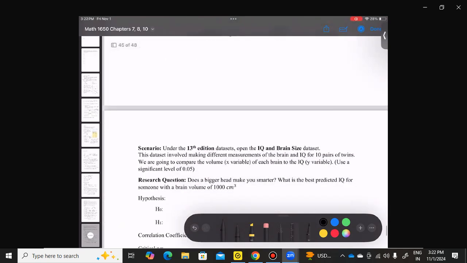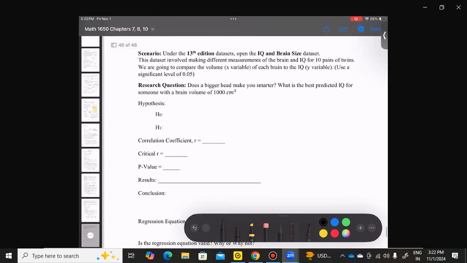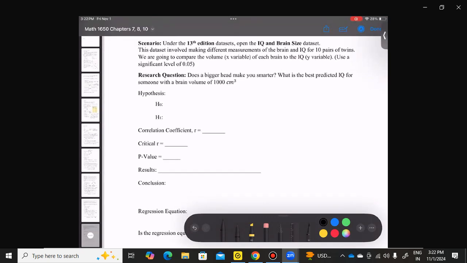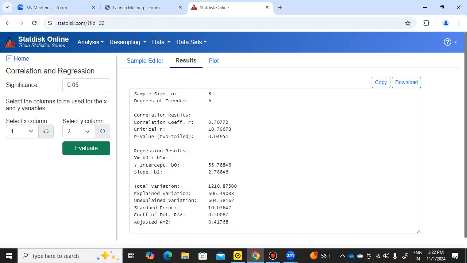Let's do another one, where we're going to use the data set that we have. It's going to deal with IQ and brain size. Is it true that somebody who has a high IQ has a bigger brain? That's what we're looking at. Our hypothesis is the same: if r equals 0, we have no correlation, and if r does not equal 0, there is correlation. All right, so let's pull up this data set.